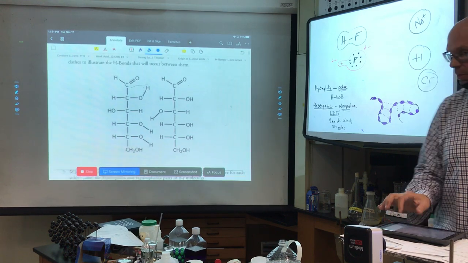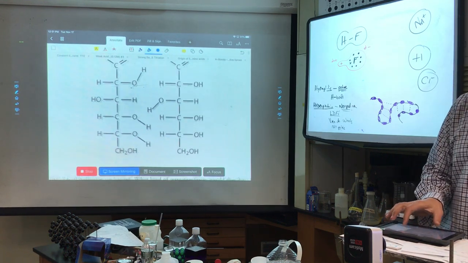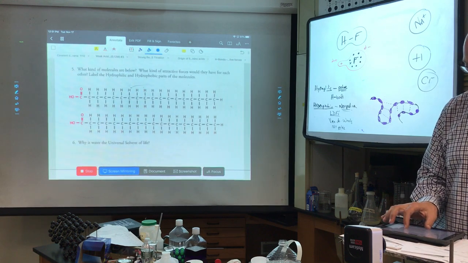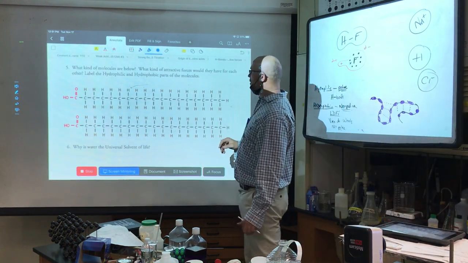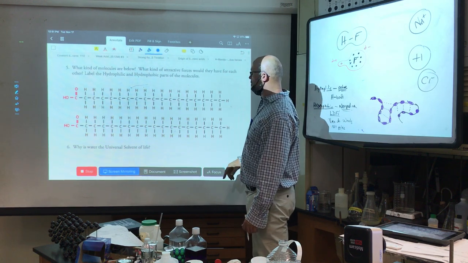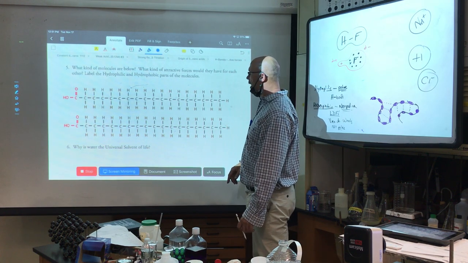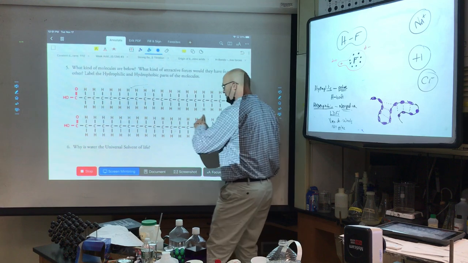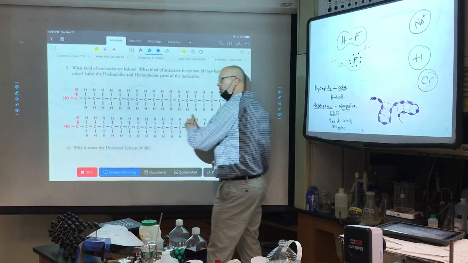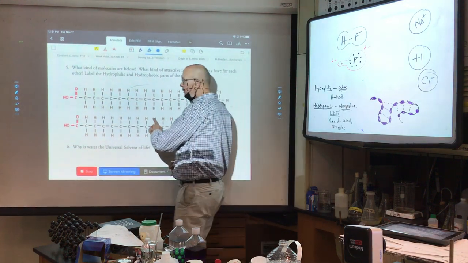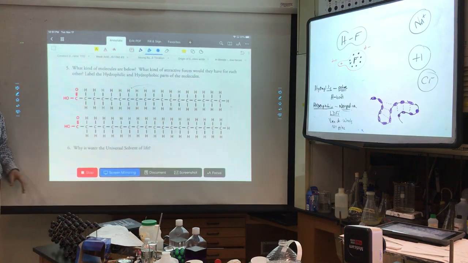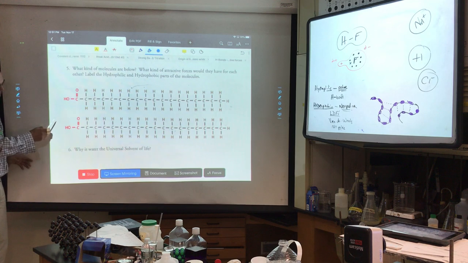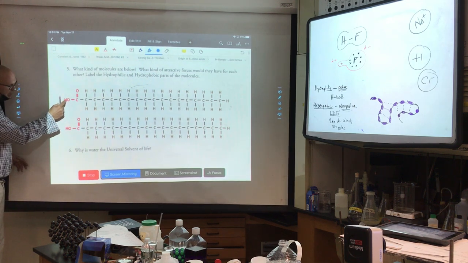How could two sugar molecules attract each other? Forget that. Let's go to the lipid. These are the fats. What kind of attractive forces would they have for each other? The LDF. Yeah. So this would be LDF in between them, or you could say van der Waals or nonpolar. But there might be some places here that they could H bond. Couldn't this O attract this H? So there's some places here.